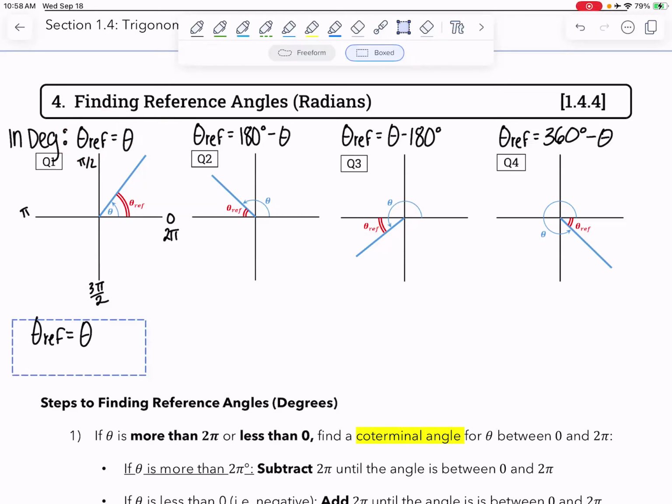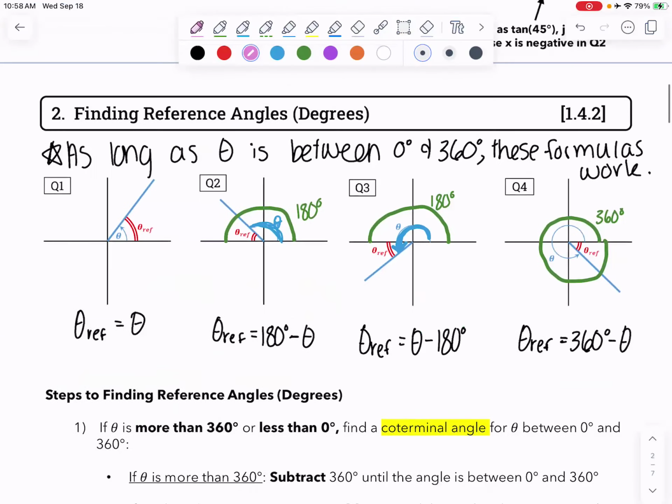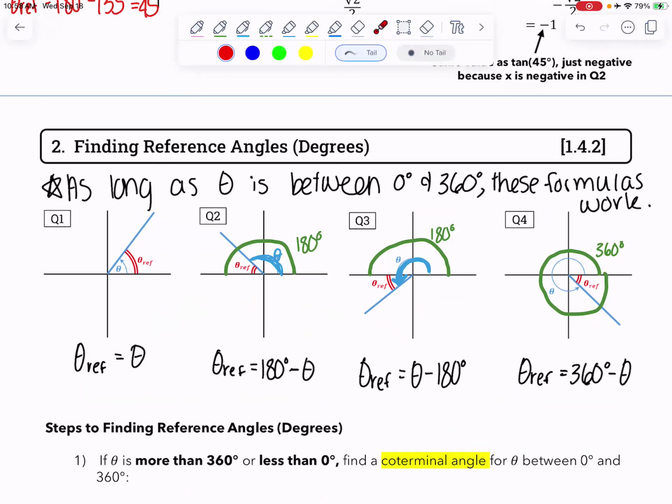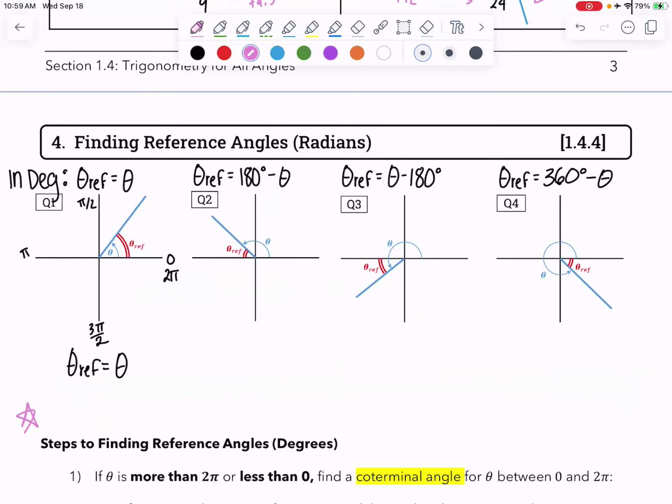So just the same. This is important to note, much like with degrees, it's really important that theta is in the first revolution. It needs to be in the first revolution for the formulas I'm about to write down to work. So theta must be between 0 radians and 2 pi radians for these formulas to work.